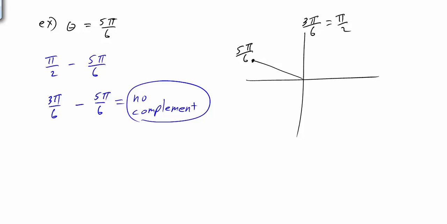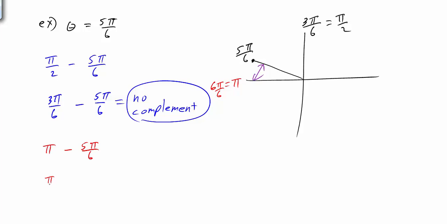Well, can we find the supplement? Well, that means what we're looking at here is pi, so we can take pi and subtract away 5 pi over 6. Well, if you think of this in terms of a common denominator of 6, this would be the same thing as 6 pi over 6. So from 5 pi over 6 to 6 pi over 6, you probably can tell then that this is going to be equal to what? Pi over 6, right? And if you can't see that, we can get a common denominator.